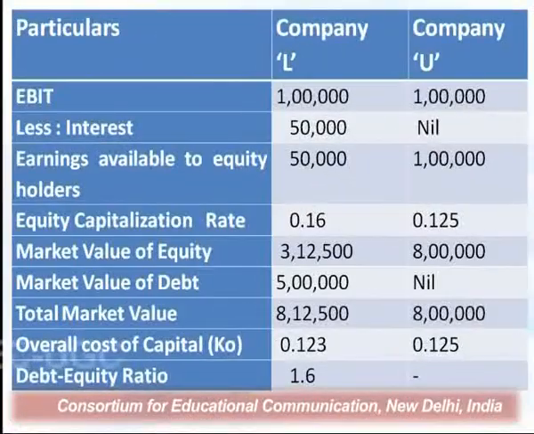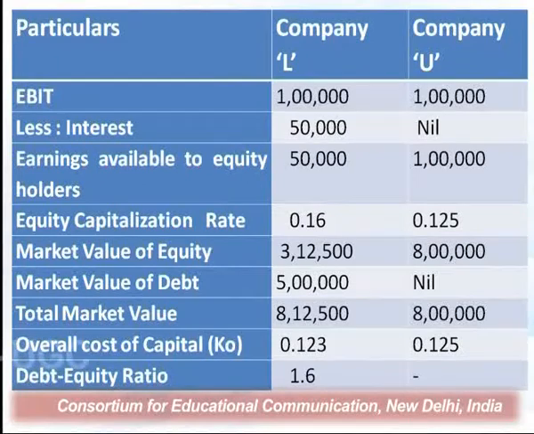The other relevant data is given in the table, where we can see company L and company U, EBIT is given for both the firms. It is 1 lakh rupees because they are identical in all aspects except one. Interest is applicable for company L only because it has debentures in its capital structure. Interest comes to be 50,000, whereas the interest is nil in case of unlevered firm because there is no debt in their capital structure. The earnings available to equity holders is 50,000 in case of company L, and for company U it is 1 lakh rupees. My dear student, we have to understand that in this approach, initially for the arbitrage process they were of the opinion that there are no taxes. That is why we have ignored tax here.